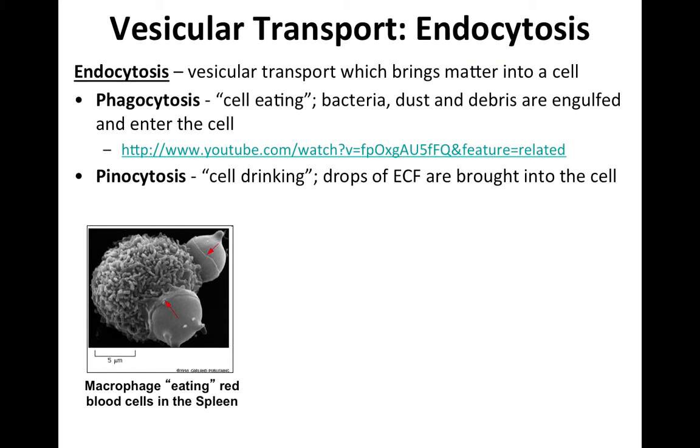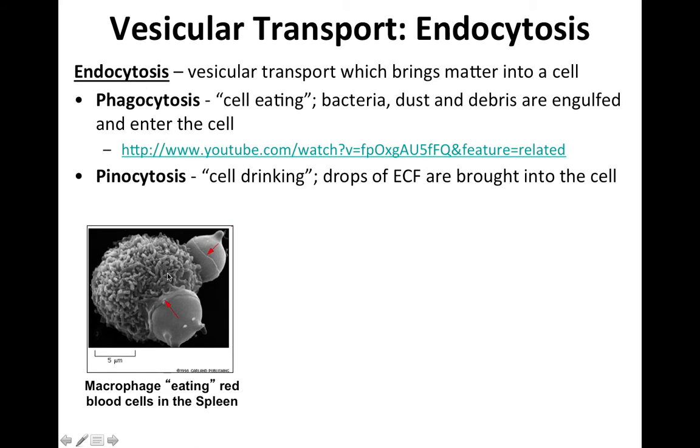We'll end here with vesicular transport. Vesicular transport itself utilizes those vesicles that we discussed that are membranous organelles within the cell. And there's a few different types of vesicular transport that you see. First is endocytosis, which we refer to as the ability of a cell to actually bring matter into a cell using vesicles. Phagocytosis is probably the best known example of this, where you actually have cell eating.